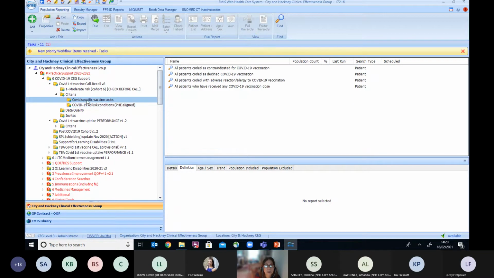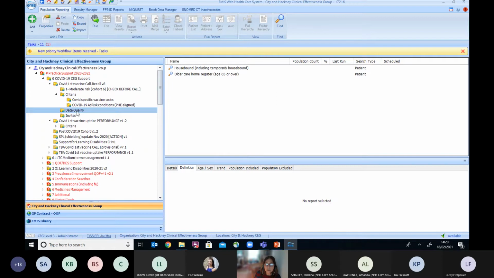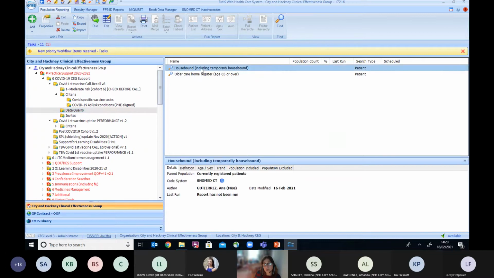Okay, what else can I show you in here? Well, in the criteria, this suite of searches will just show you who's been coded as contraindicated, coded as declined, coded with adverse reaction, and patients who've received any COVID-19 vaccination dose. This data quality search, at the beginning of the presentation, I mentioned the housebound. So it really is to make sure that the people in this are the correct patients who are housebound.